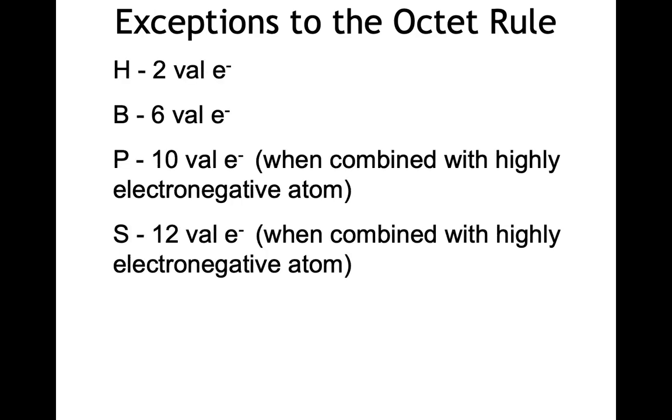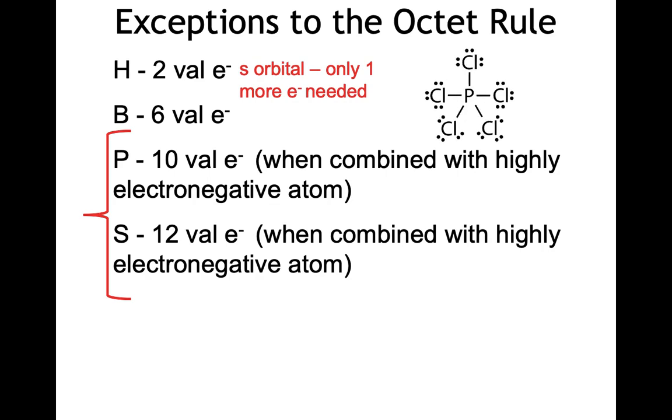There are some exceptions to the octet rule. You copied these down. You should have copied them down the other day. So we know that hydrogen is an exception. It only needs 1 more, so it's only going to have a single bond because it only has an s orbital. These two, most of the time you're going to see them bonded normally. Phosphorus wants 3 more, sulfur wants 2 more. However, sometimes when it's with something highly electronegative, like a halogen, it does something goofy. For phosphorus, it takes all 5 of its valence electrons and bonds them. So you can see that it has 5 bonds on it. Each bond has 2 electrons, and that will give it a total of 10 shared electrons.